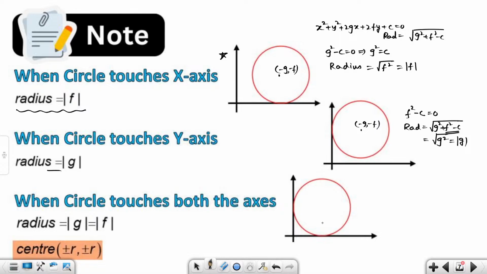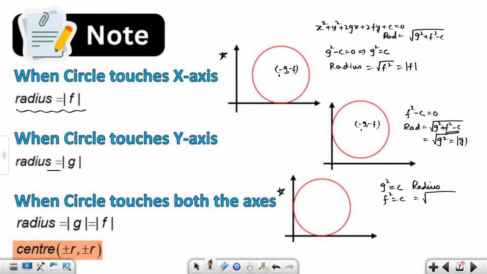Now, in this case, what happens? In the third case, when it is touching both the x and y axes, we have g square equal to c. At the same time, f square equals c. Tell me yes or no. So what will be its radius?